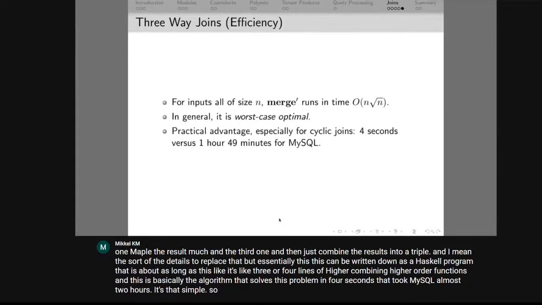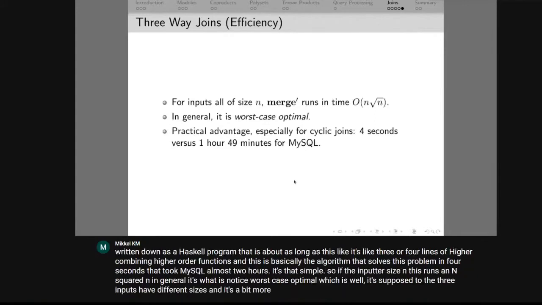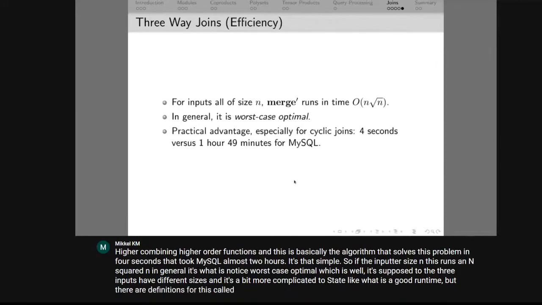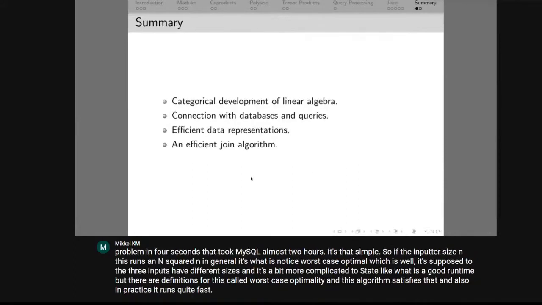So if the input is size n, this runs in n square root n. In general, it's what is known as worst case optimal. Suppose that the 3 inputs have different sizes, and it's a bit more complicated to state what is a good runtime, but there are definitions for this called worst case optimality, and this algorithm satisfies that. And also in practice, it runs quite fast.